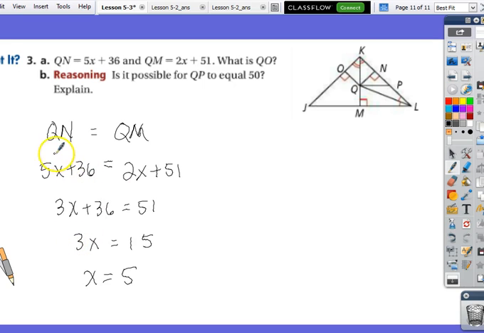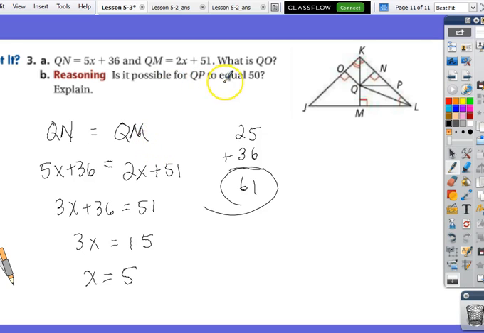So if I go back and plug it in, what's 5 times 5? 25. And what's 25 plus 36? Okay, 25 plus 36 is equal to 61.